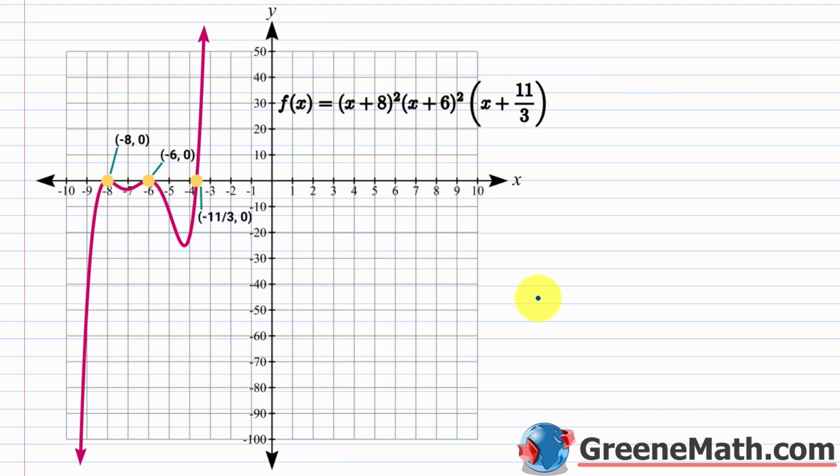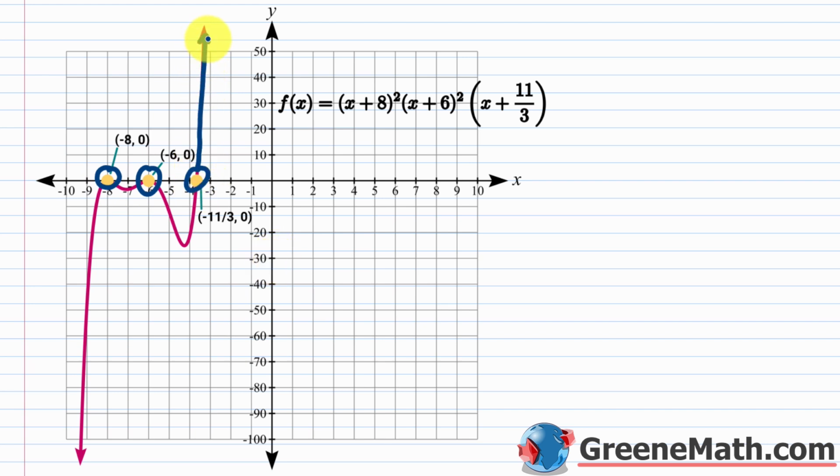Again, the graph is different because this function we're working with has been changed, but the solution is still going to be the same. So we have f of x equals the quantity x plus 8 squared times the quantity x plus 6 squared times the quantity x plus 11 thirds. So where is this greater than or equal to 0? Well, again, it's going to be 0 here, and then here, and then here, and then it's going to be greater than 0 right here.